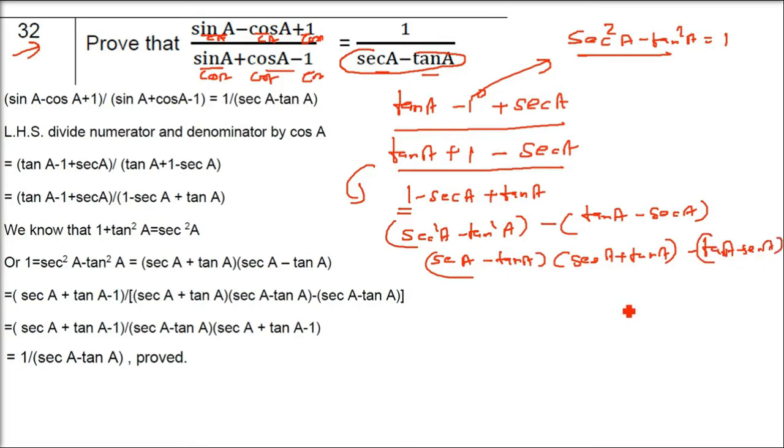Please remember, it is sec A minus tan A. I am writing tan A minus sec A, but it is sec A minus tan A. I'll show how I change this in the later part. So it is basically sec A minus tan A.